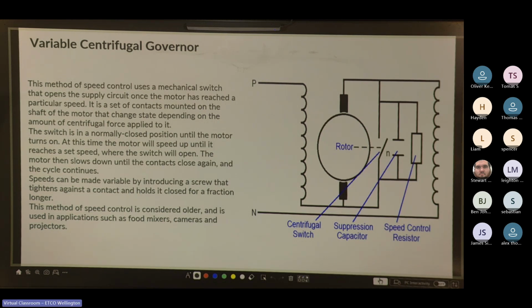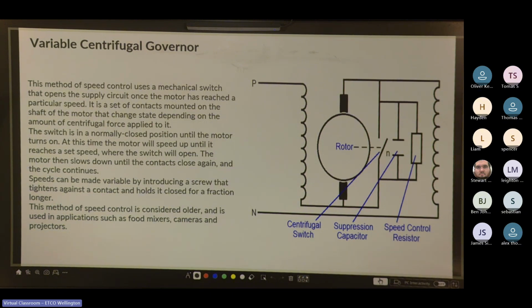Cool. So speed control, it uses a mechanical switch that opens circuit once the motor's reached a certain speed. It is set to contacts mounted on the shaft of the motor that changes state depending on the amount of centrifugal force applied to it. The switch is in a normally closed position until the motor turns on. Once the motor is up to speed, it will open. The motor then slows down until the contacts are closed again and the cycle continues.